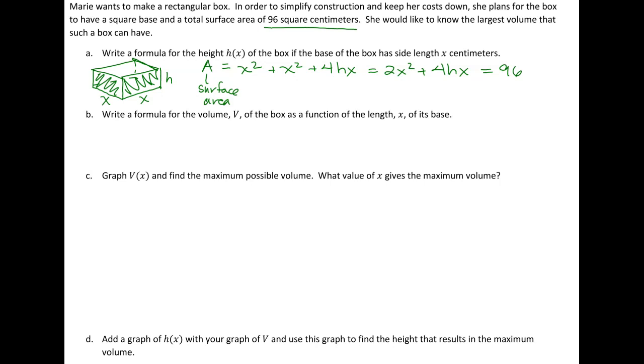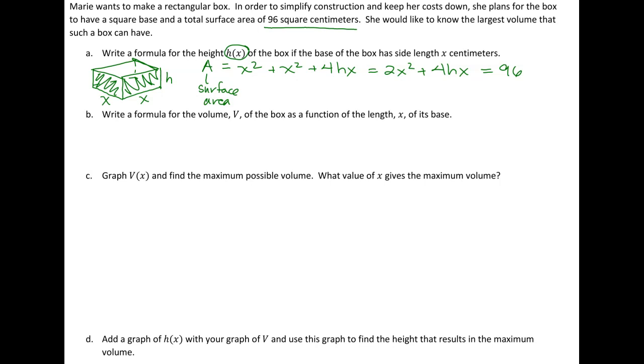Fantastic. We have a formula, but it's not quite what we were asked for. We were asked for height as a function of x. So as soon as you get a relationship between h and x to make h a function of x, you can just solve for h. So that's what we need to do here.